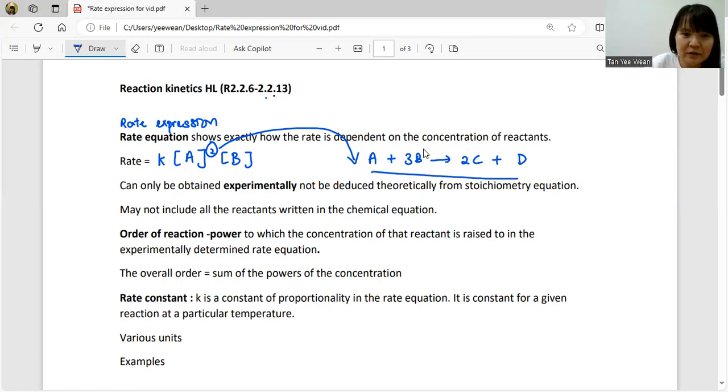Okay, where will this rate expression come from? The rate expression can only be obtained experimentally. It means someone has to run an experiment, then you'll be able to know what is the rate expression.